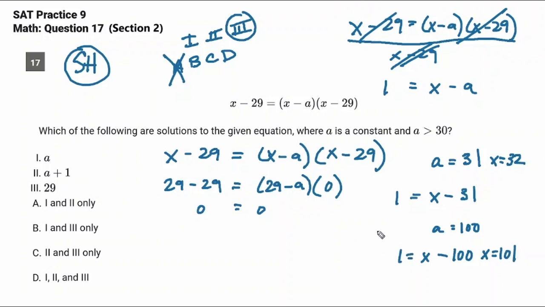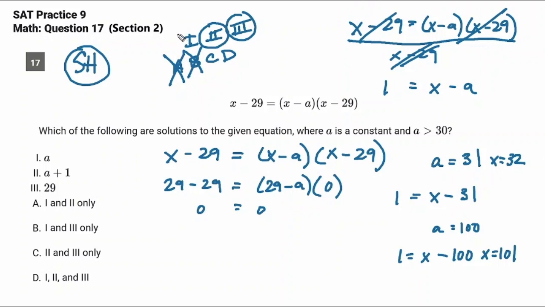X is always going to be a plus 1 if you plug in an a bigger than 30. So is 2 always going to work? 2 is always going to work. So let's go and cross off answer choices that don't have 2 in them, that we haven't already crossed off. Well, B doesn't have 2 in it, but C and D both have 2 in them.